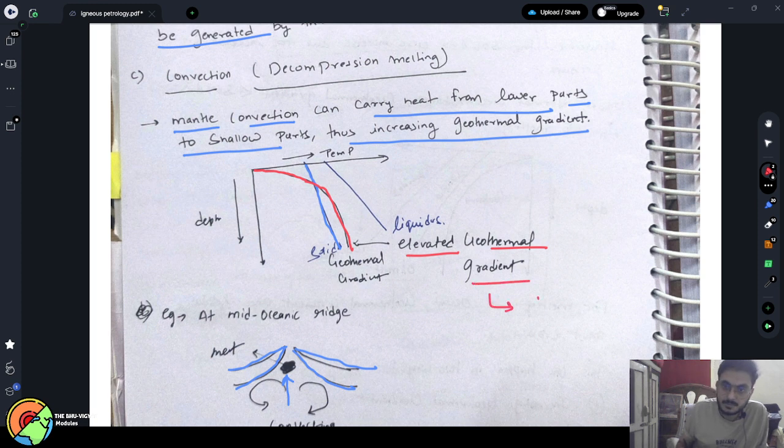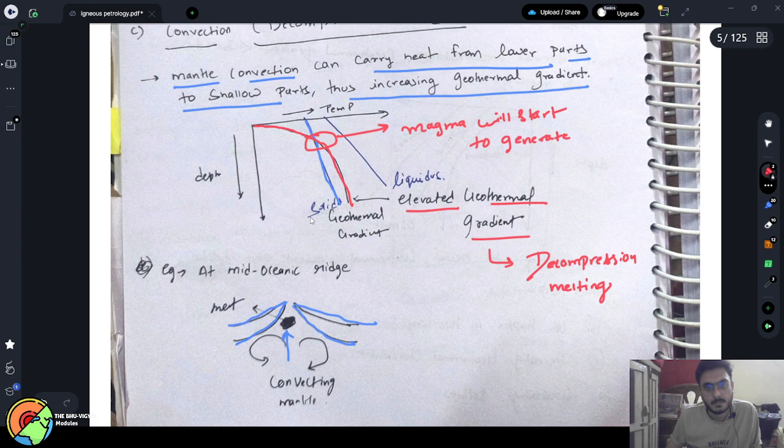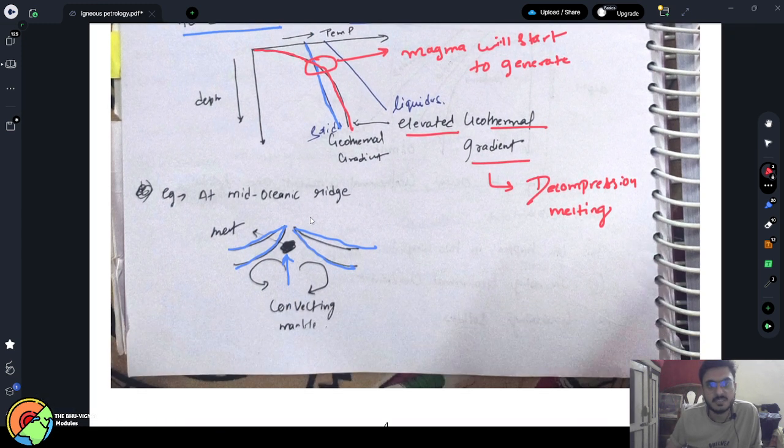Why? Because of decompression melting. Okay, so in this portion here, magma will start to generate. And basically you see this decompression melting in the area of mid-oceanic ridges.